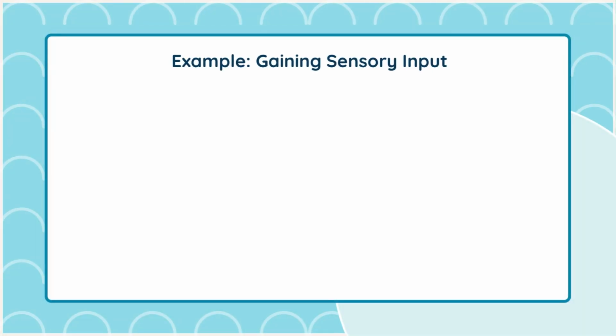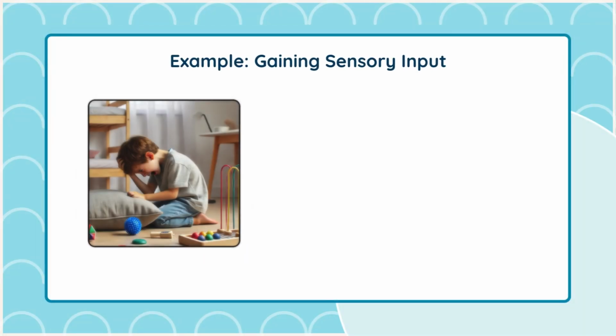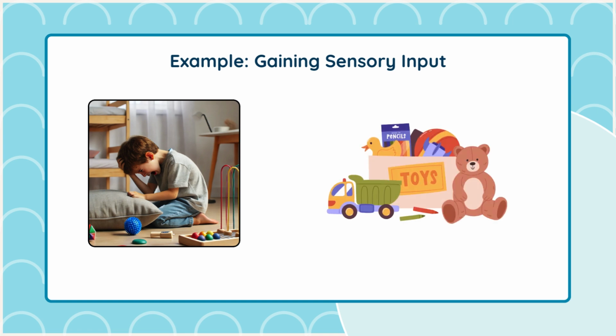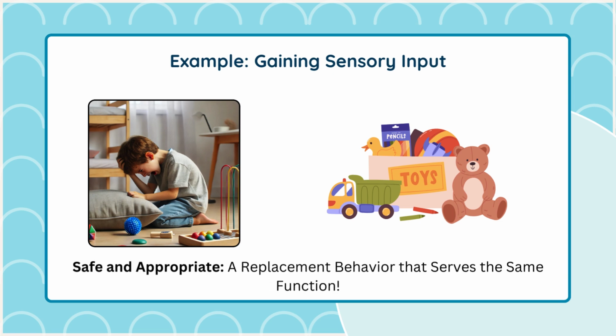Gaining sensory input. For instance, if a child engages in headbanging to gain sensory input, you can teach them to use a sensory toy instead. This replacement behavior serves the same function but is much more appropriate and safe.